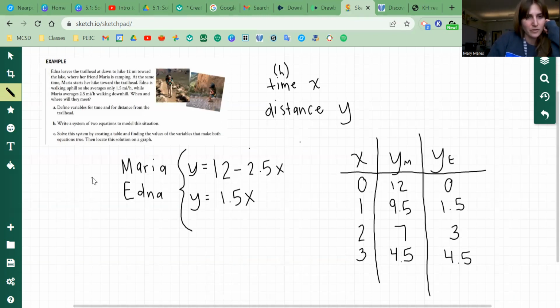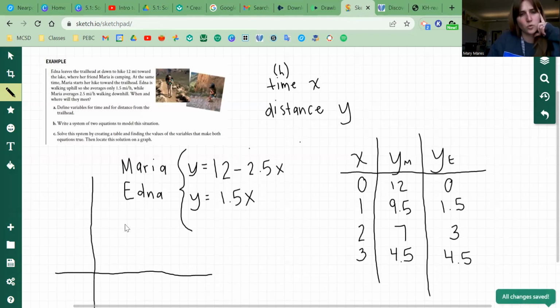Let's see that on a graph as well. So I'll draw my coordinate plane. I don't have any negatives in here, so I only really need my first quadrant. And then, like I said, in Maria's equation, my 12 is my y-intercept. Let me count by 2, so 2, 4, 6, 8, 10, 12. So 12 is my y-intercept. And then negative 2.5 is my slope. So I'm going to go down 2.5 over 1.